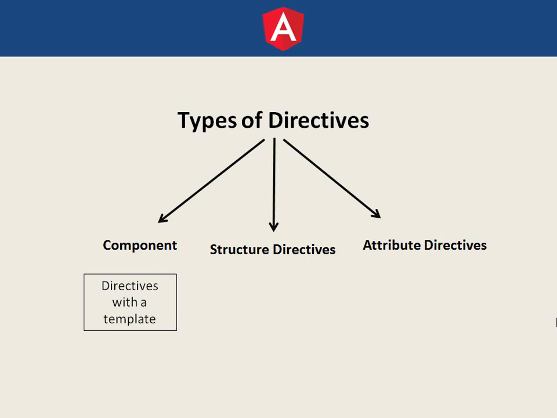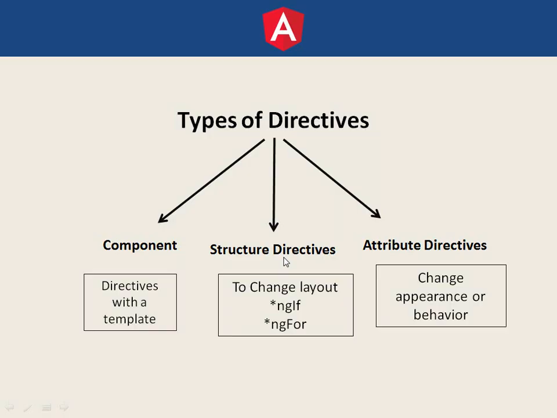The second type of directives are structure directives. Structure directives are used to change the layout of your DOM by adding or removing elements. ngIf and ngFor are the most commonly used structure directives in Angular. The third type of directives are attribute directives. Attribute directives are used to change the behavior or the appearance of your HTML element. Our major focus today will be to see how to create a custom attribute directive and to see how to change the behavior or appearance of an HTML element.